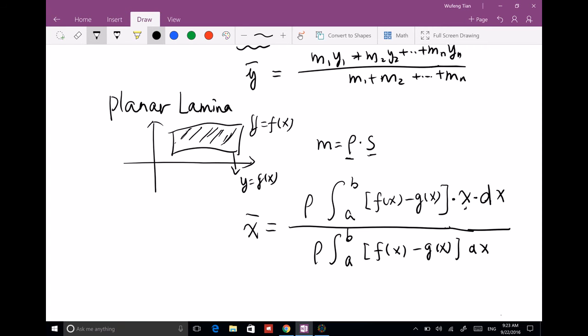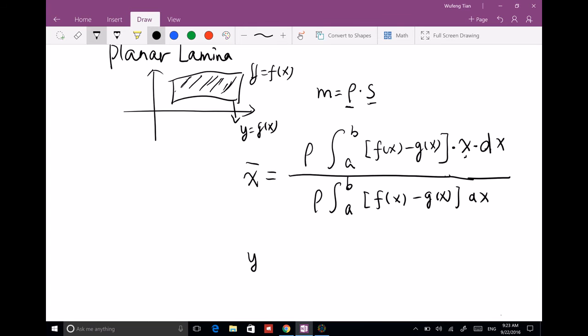Okay, for the y center, the y direction, for a particular section, the y is the middle point. The x is just one point. This is the x, but the y is the middle one of f(x) plus g(x). So for y, we take the average of f(x) and g(x). So the y is the middle point, the y position. But the x position, because it's a really small piece and the x won't change that much, is just the original x.